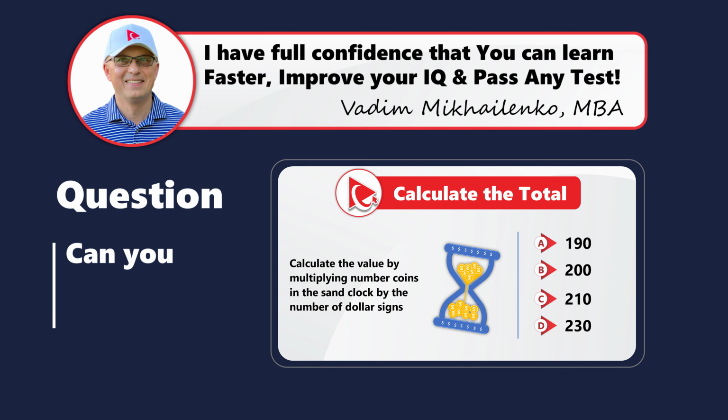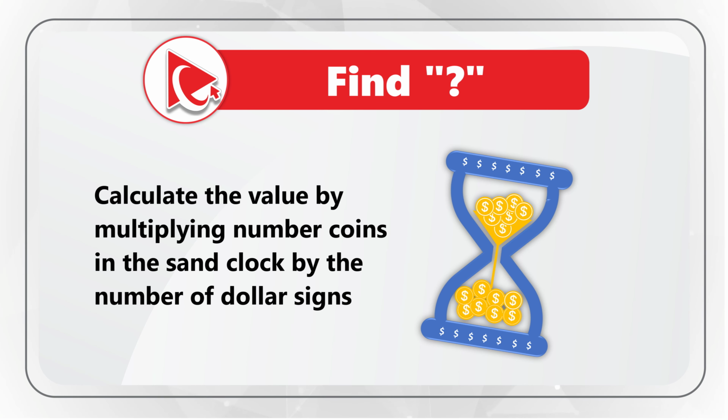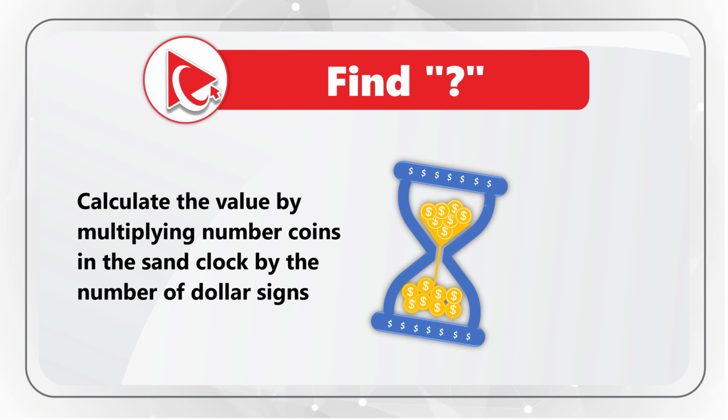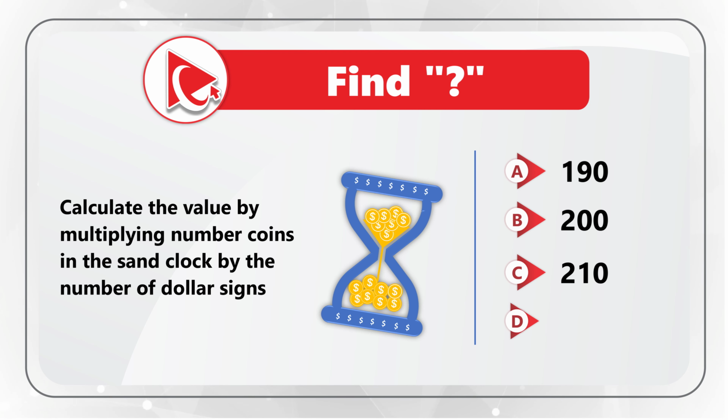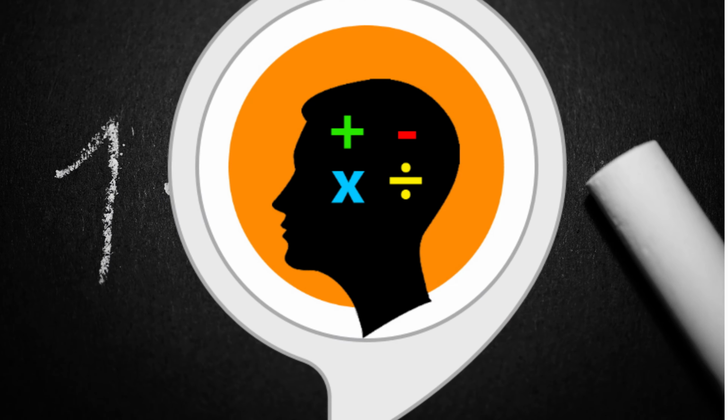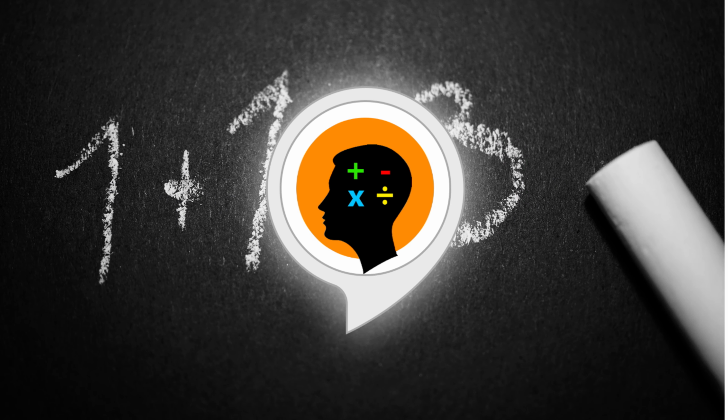Here's an amazing question to test your math skills. You need to calculate the value by multiplying the number of coins in the cent clock by the number of dollar signs at the top and at the bottom. And the calculation should be one of four possible choices. Choice A, 190. Choice B, 200. Choice C, 210. And choice D, 230. Take a close look, maybe do mental math to see if you can come up with the solution. The key here, though, is not to overthink it.